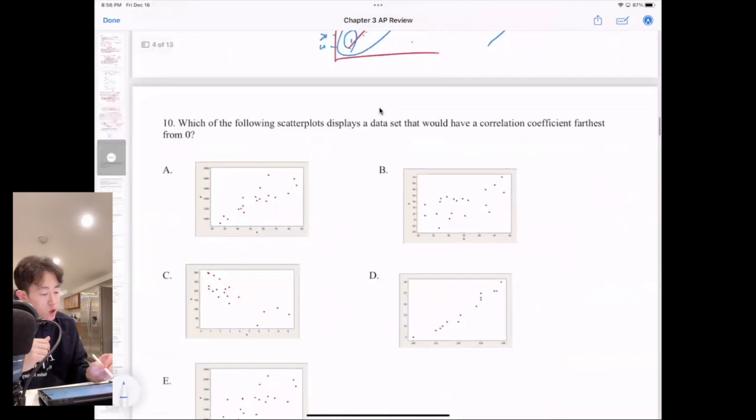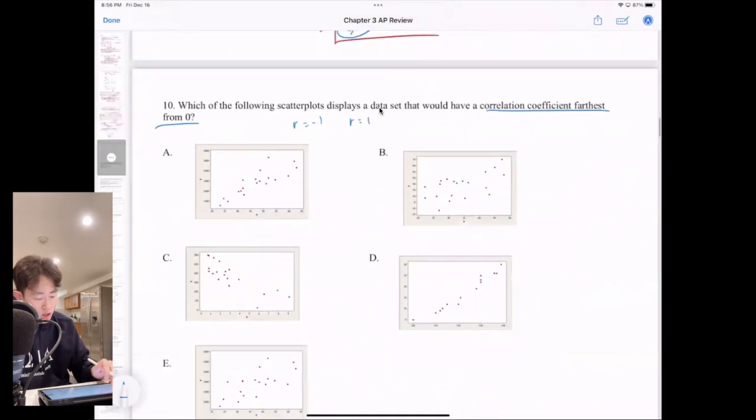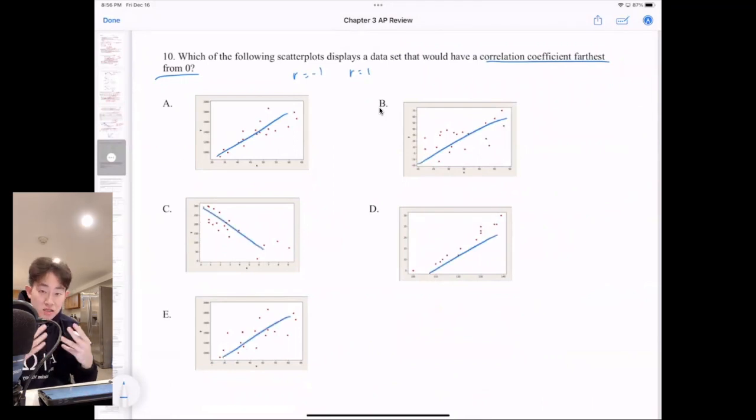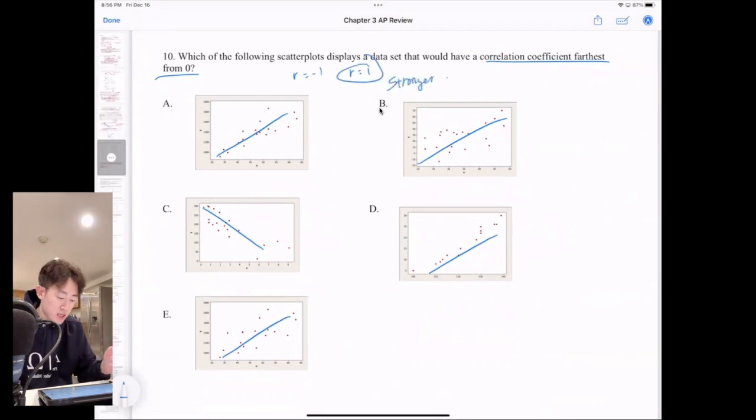Number 10, the one that has the farthest away from 0 means that R is close to being -1 or +1. Looks to me that all of these have a positive trend except for C. And the one that has the closest value to, let's say, 1 is the stronger set of the scatter plots. And so that means that the dots have to be as close to the line as possible. So we can all tell that it's going to be D for this one.